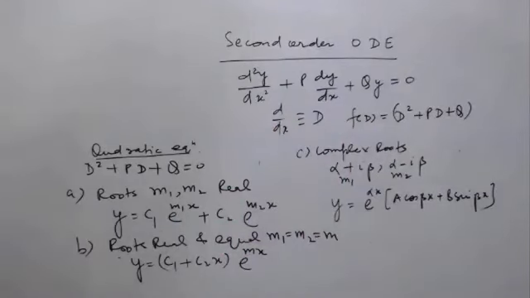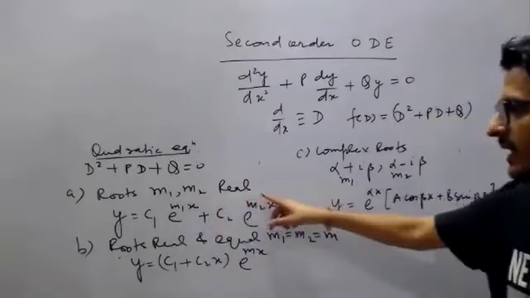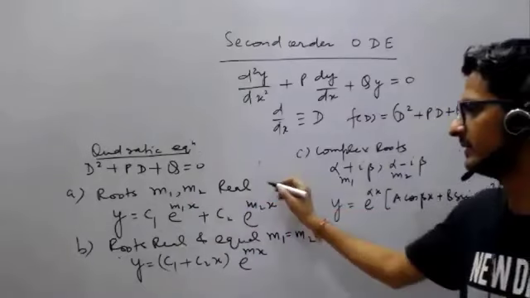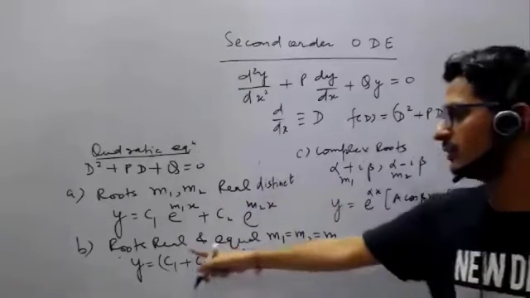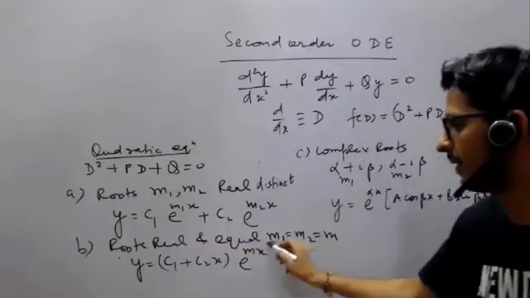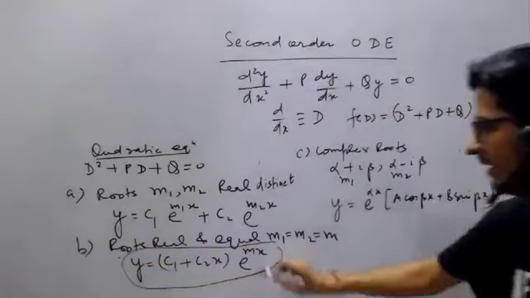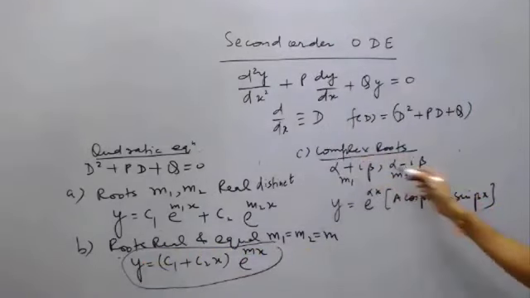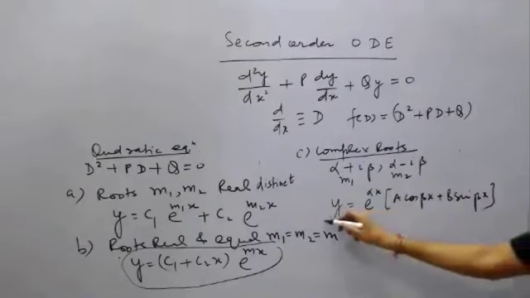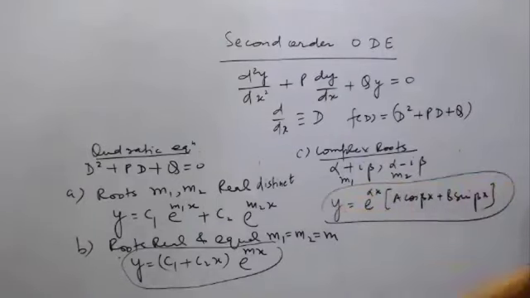Okay, so tell me if everything is clear up to this. Roots are real and distinct. Roots are real but equal. This one is very important, a question has also come on this in NET. And roots are complex. If they are complex, they will appear like this, and then the solution is like this. This is also very, very important.